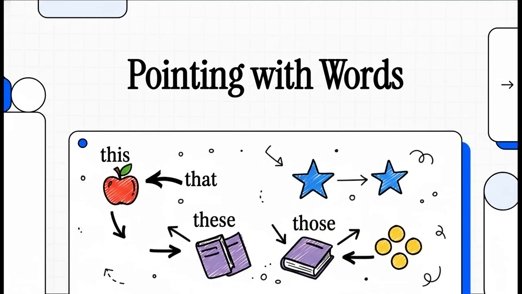Hey there, there are four little words in English that can be surprisingly tricky. I'm talking about this, that, these, and those. Today, we're going to master them. We're going to learn how to point things out, not with a finger, but with our words. So let's jump right in.